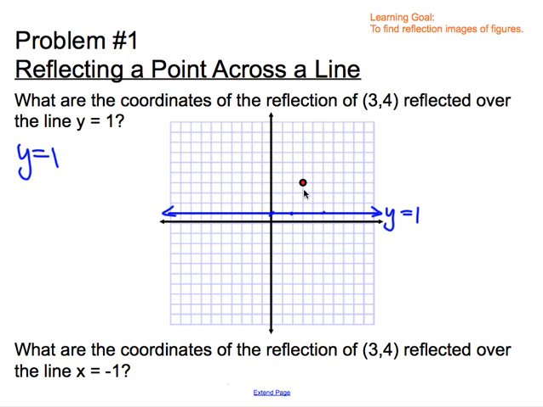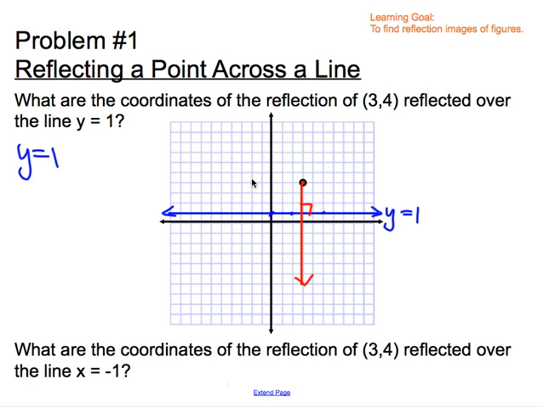So we have this point (3, 4), and we're trying to reflect it across this line. We're going to try and reflect it across y equals 1, so we're going to draw the perpendicular line. Here, we're going to take this point (3, 4) and draw the ray that goes directly towards y equals 1 at a 90-degree angle.